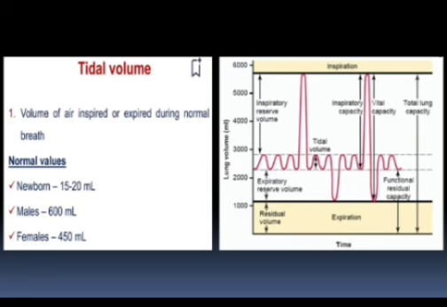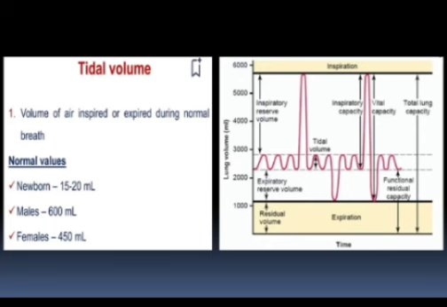As you understand here, you are respiring normally. Okay? There are times you have to take a forceful breath. Maybe you take in air forcefully, a forceful deep breath, or a deep or forceful expiration. You take in breath and then you do forceful respiration. But tidal volume is the volume of air inspired or expired during normal breathing. Okay?